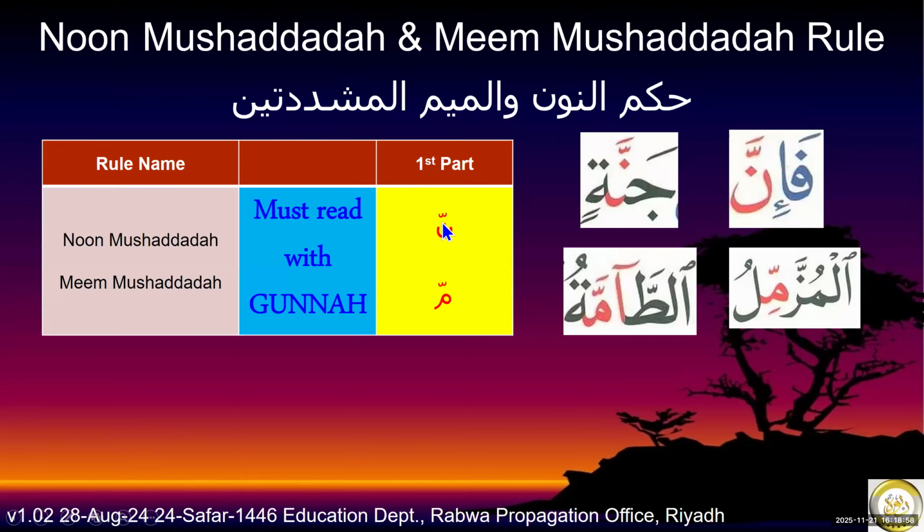Noon with shadda is called noon mushaddada. Meem with shadda is called meem mushaddada. In both cases, out of 28 letters, if these 2 letters have shadda on them, then they have to be read with the gunna. Gunna means you have to keep the sound in an open mouth for 2 units prolongation.